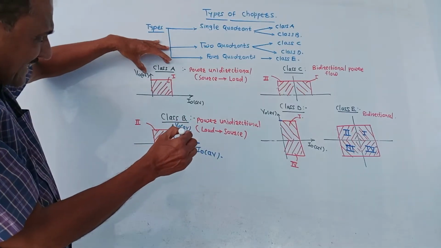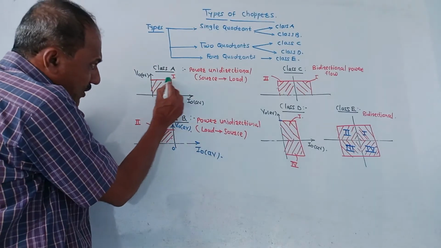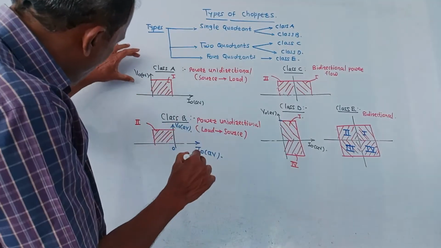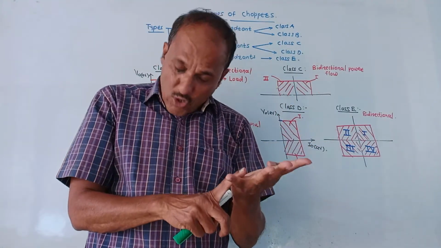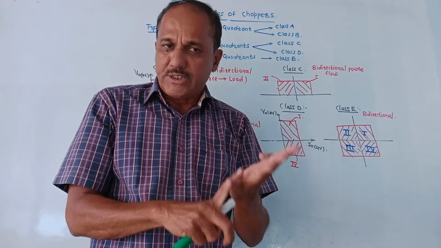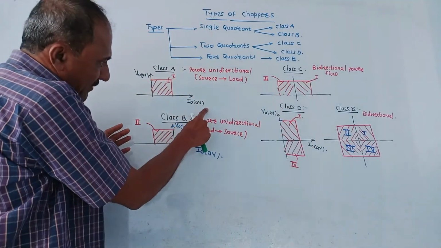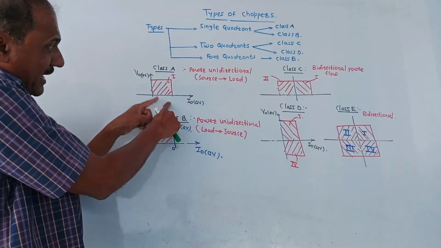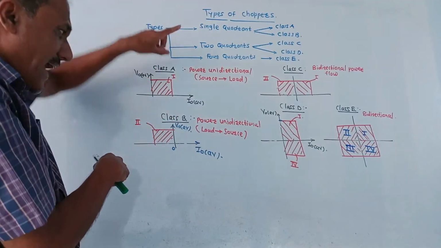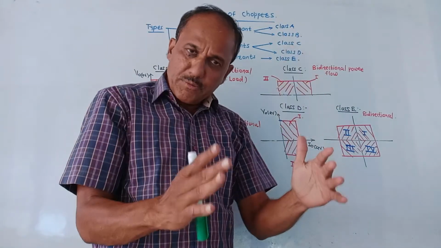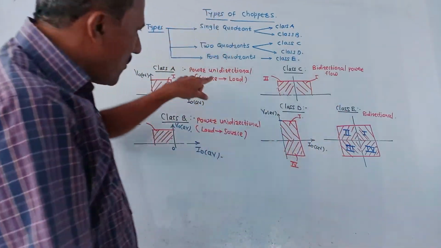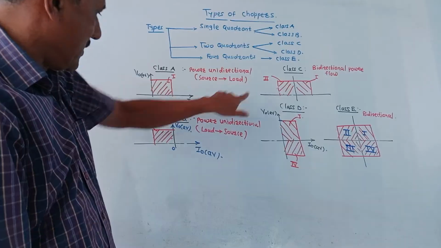In case of class A, the chopper operates in the first quadrant. This is the graph of V0 average versus I0 average. V0 average is the output average voltage, I0 average is the output average current. So this graph is in the first quadrant; in this case voltage as well as current both are positive and the transmission of power is unidirectional from DC source to the load.